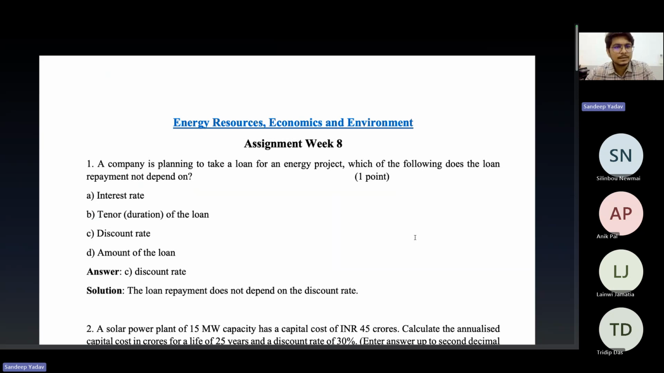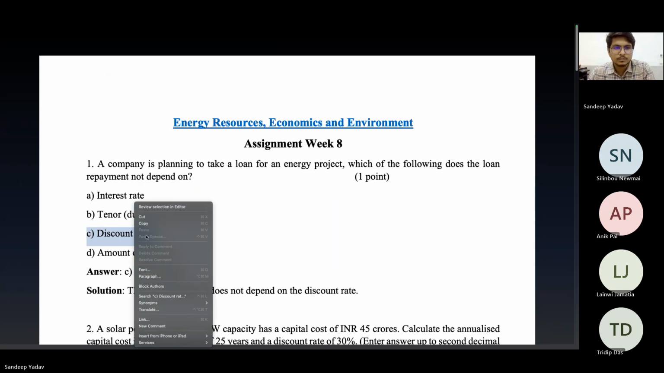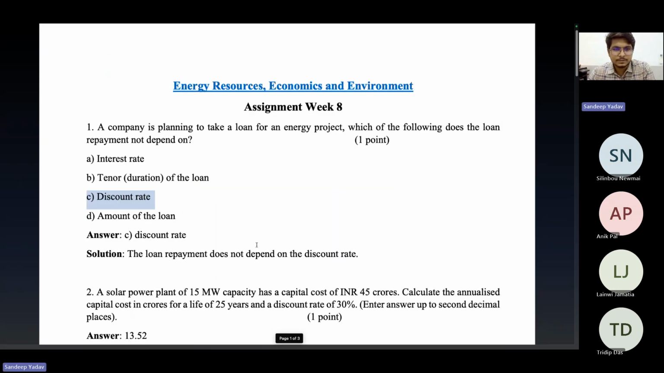So question number one says, a company is planning to take a loan for an energy project. Which of the following does the loan repayment not depend on? As we have seen, we have already solved this type of question. The loan repayment does not depend on the discount rate. So that would be the right answer.